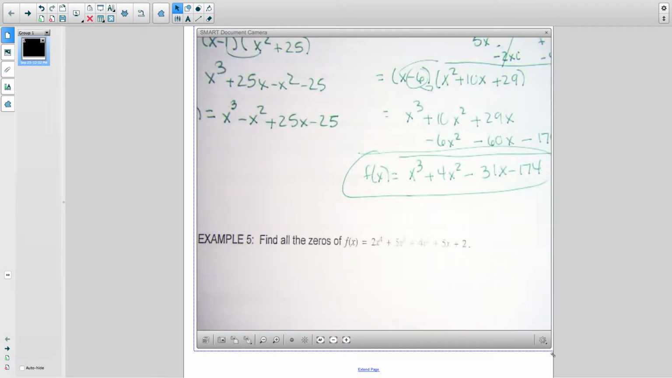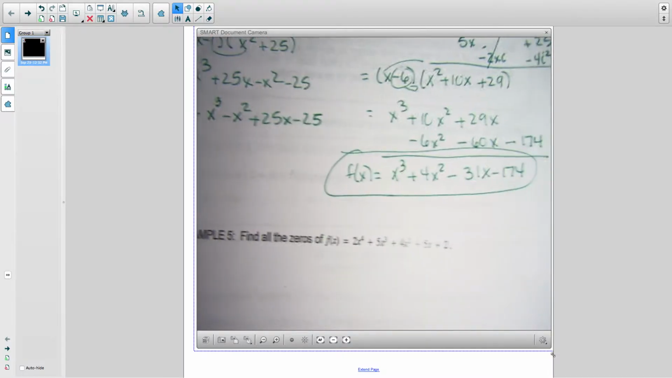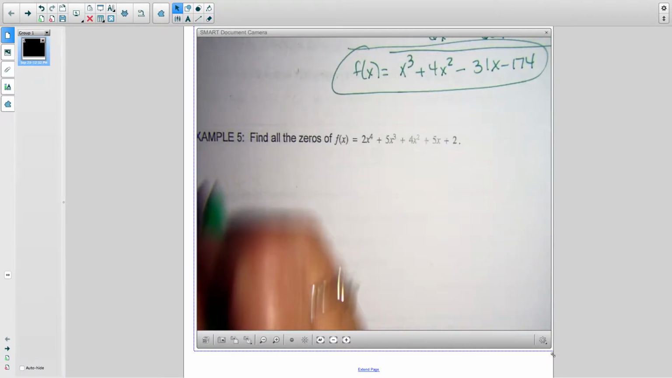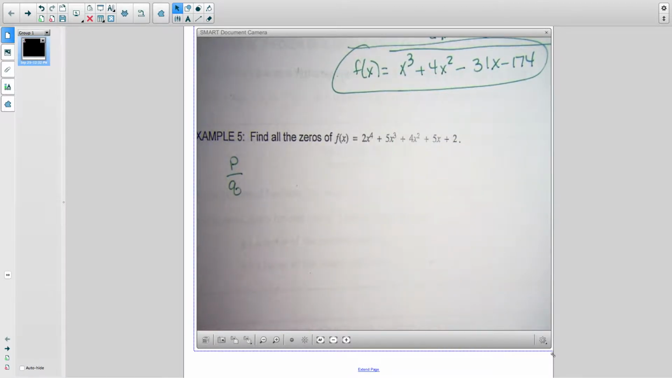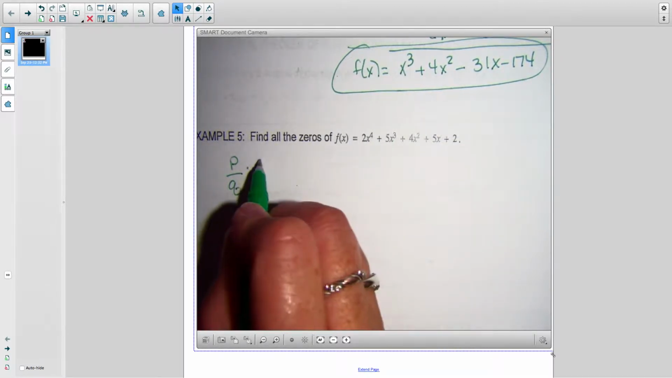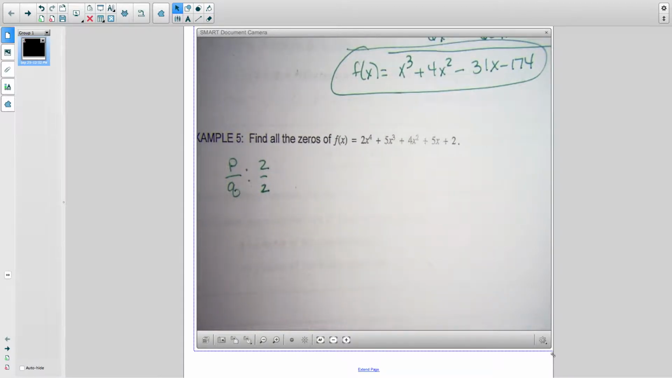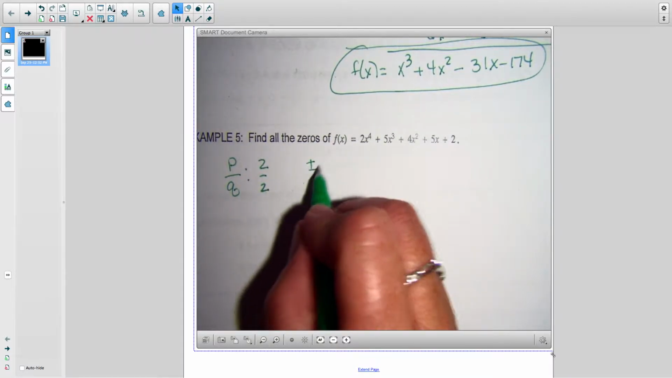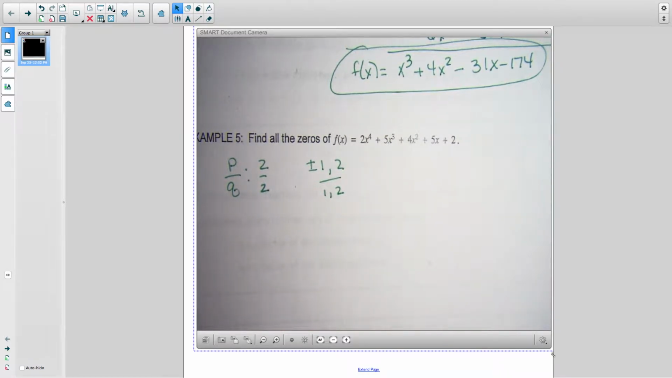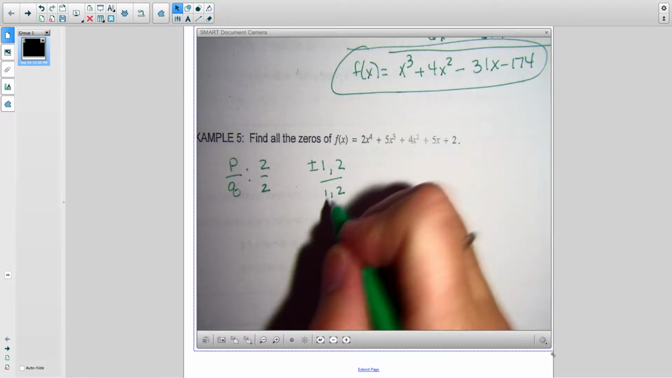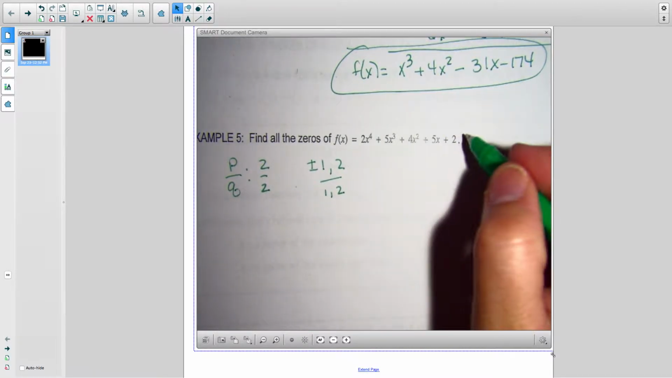Find all real zeros. P over Q. P is 2, Q is 2. So it's plus or minus 1 and 2 on top, 1 and 2 on bottom. Where did you get the 2 and 2? What were you looking at?